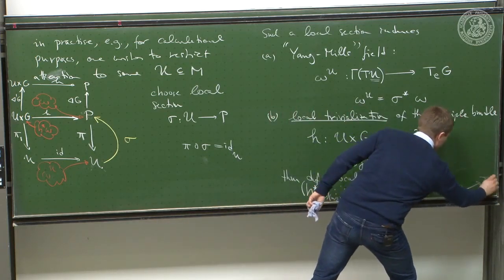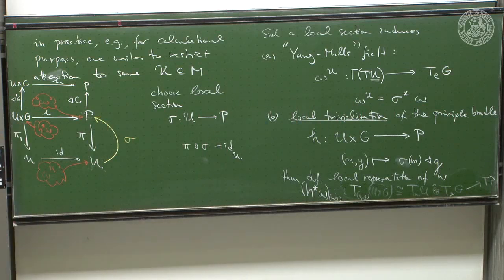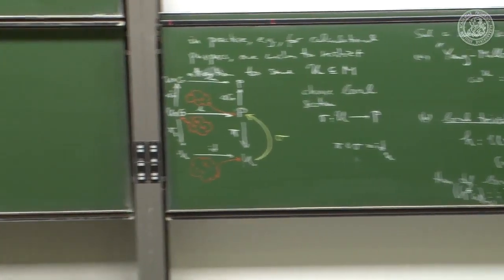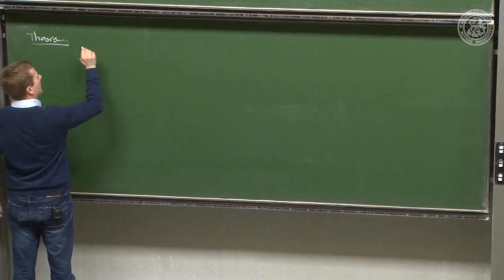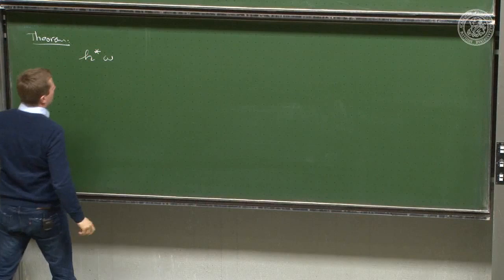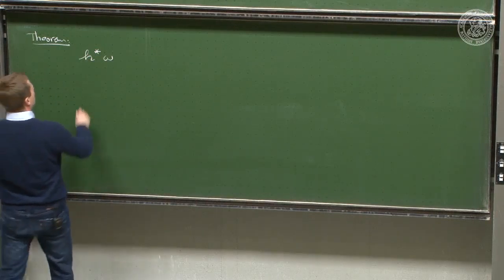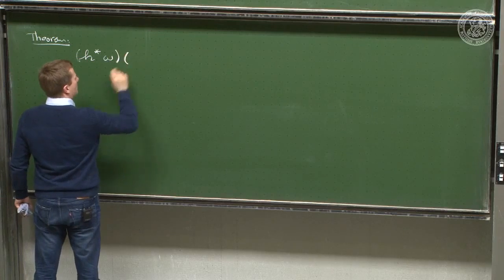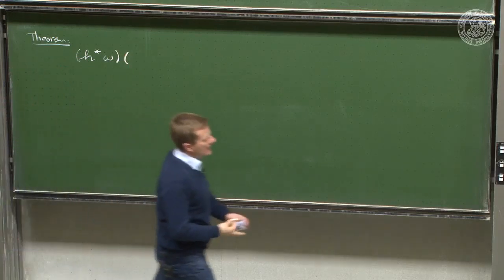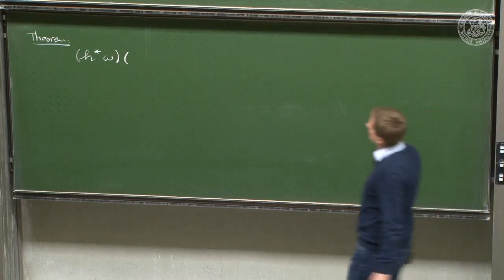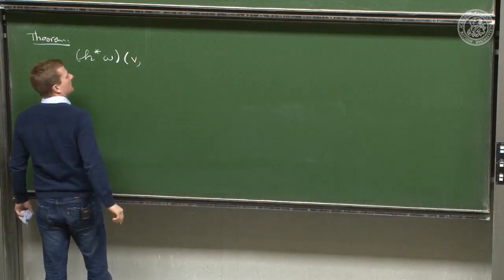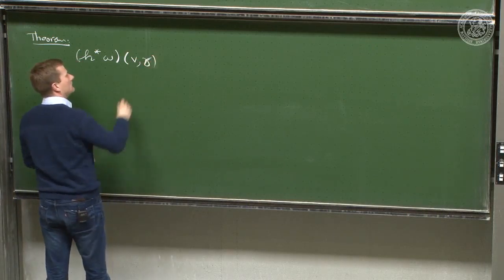And from there, it takes you here. Okay? So this is the central point here. And the theorem is that the connection between this and the Young-Mills field is that H star of omega, so we pull back here, applied to... So I need to apply this to an element in here, but that's a pair of a tangent vector to the base manifold and a Lie algebra element. So let's call the tangent vector V and the Lie algebra element gamma.